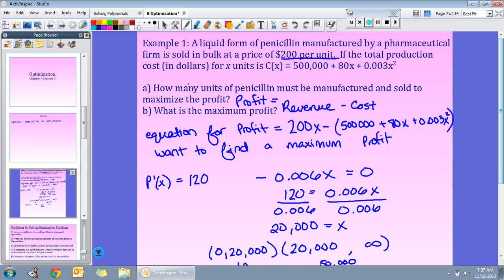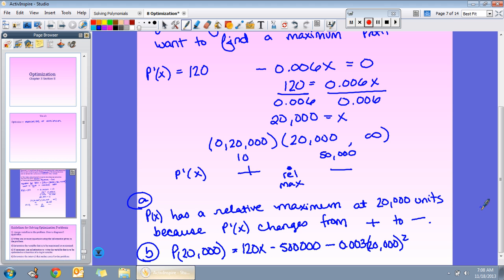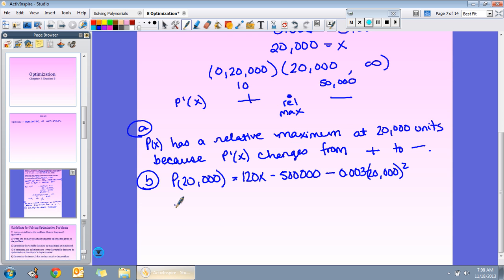And question B asks, what is the maximum profit? So we're going to just take our 20,000 and plug it into our p equation. So we're going to have 120x minus 500,000 minus 0.003 times 20,000 squared. And when you calculate that, you should get $700,000 is the maximum profit.